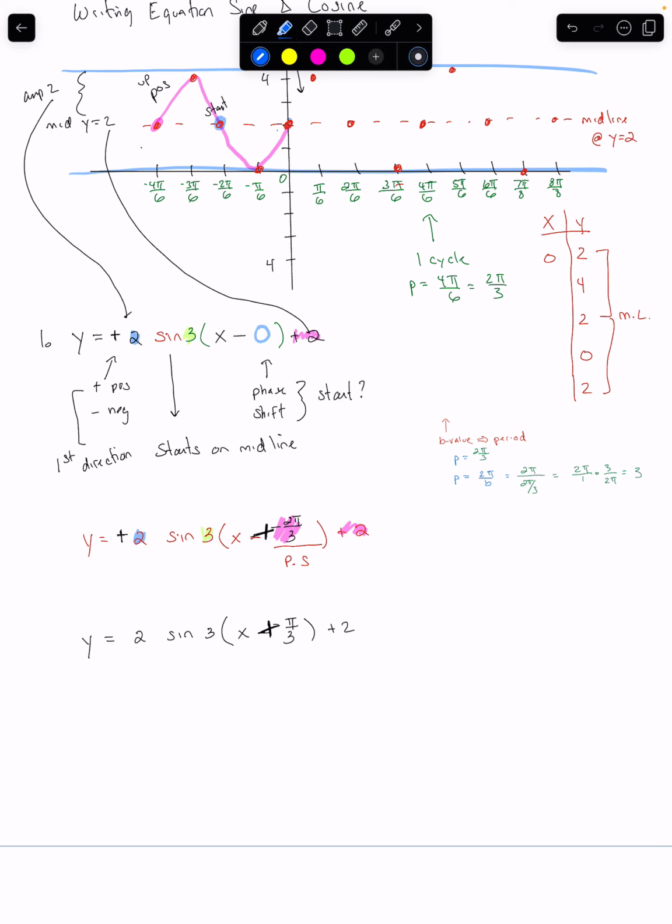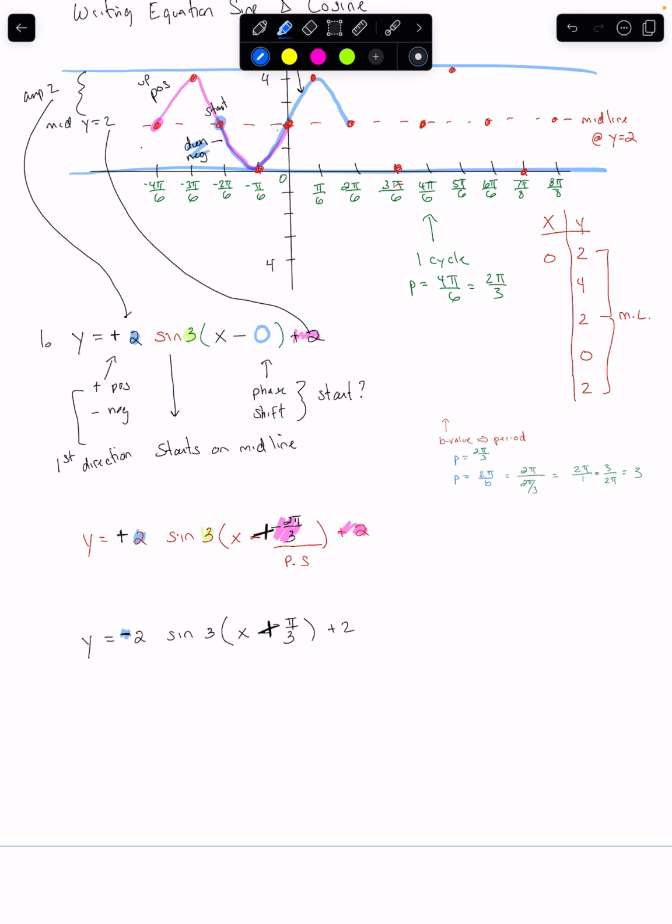When I start here at negative 2 pi over 6, the first thing I did, so I'm going to still draw my graph, but the first thing I'm doing here is I'm going down, which means my amplitude is going to be negative. So make sure that becomes negative here. So going down becomes negative. So you start on the midline, it's going to be sine.